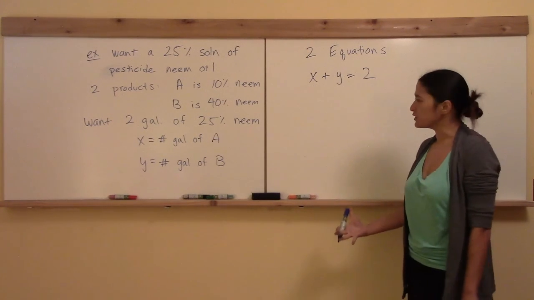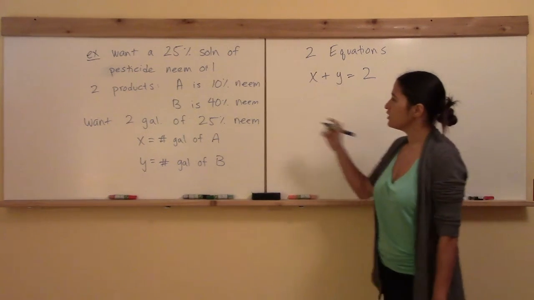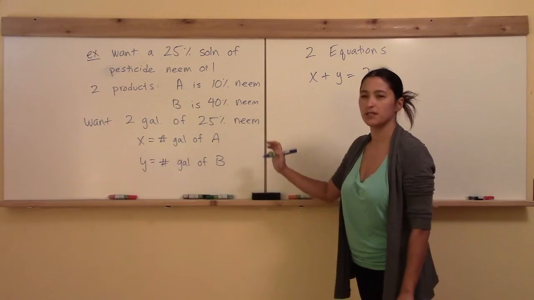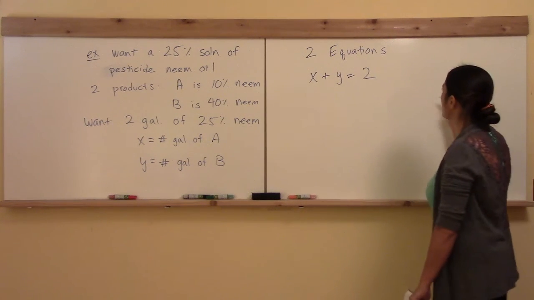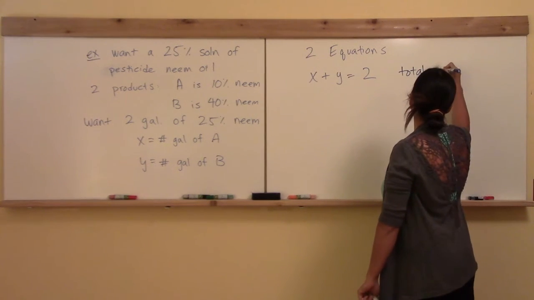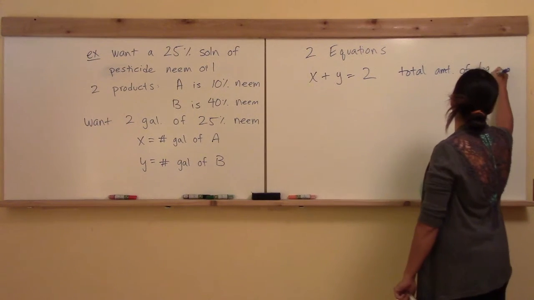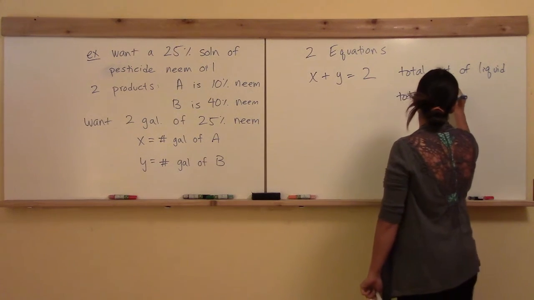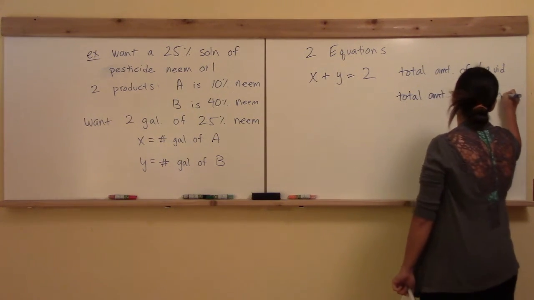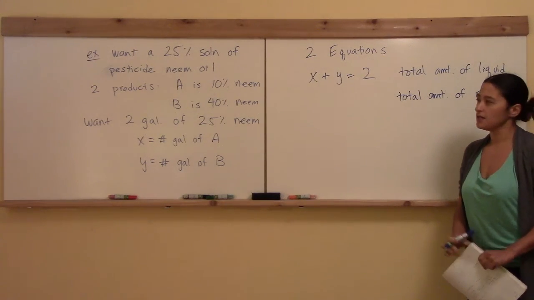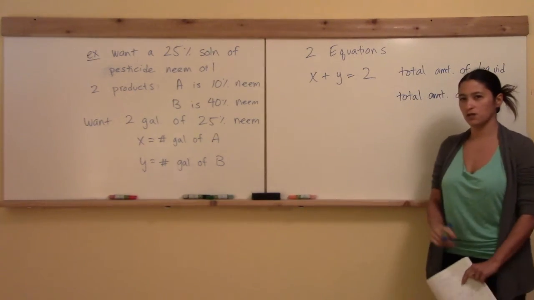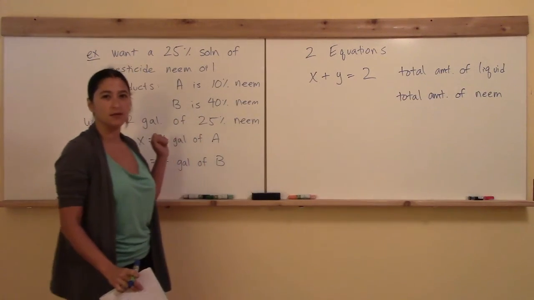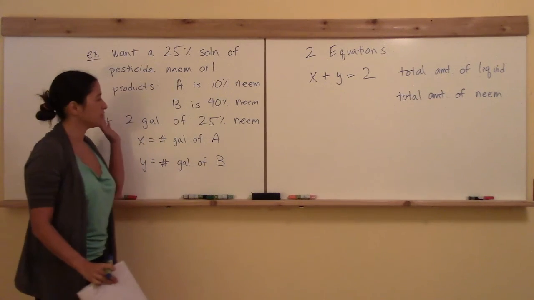What am I supposed to equate here in order to say that I've got 25% neem? Well, I've got 2 gallons of something that's 25% neem. So the other equation that I'm going to have is the total amount of neem that I have altogether in terms of gallons. Now if you didn't yet get the second equation, use this hint that the second equation is the total amount of neem, and pause the video and try to write down that equation now.